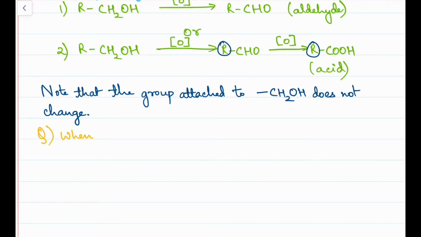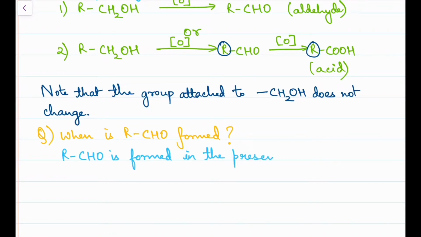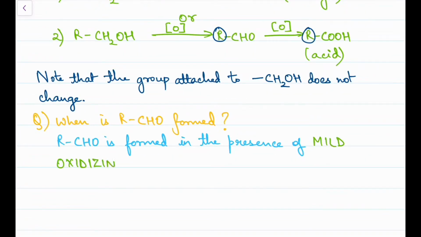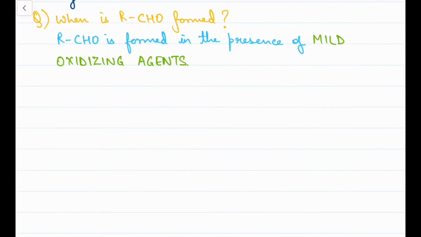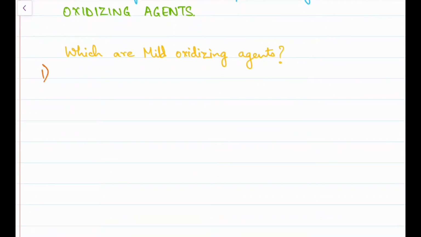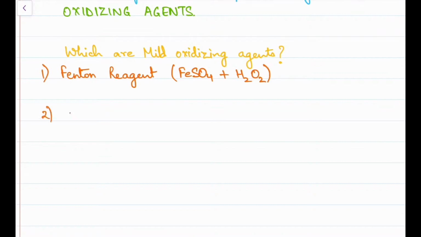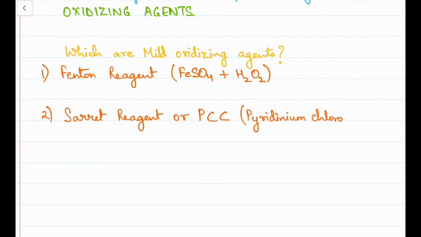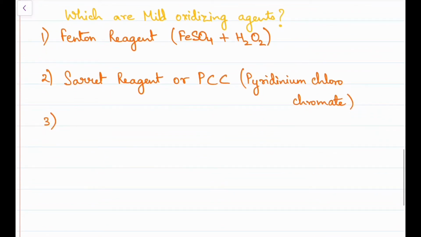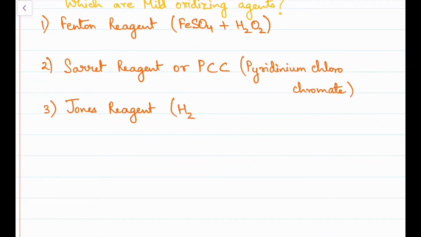So now the major question of when is aldehyde formed? Primary alcohol oxidizes to an aldehyde in the presence of a mild oxidizing agent. Very simple. So I'll give you the names of the most popular mild oxidizing agents which are usually asked in exams. Number 1 is Fenton reagent, which is FeSO4 and H2O2. Then Saritz reagent or PCC, which is pyridinium chlorochromate. Jones reagent, H2CrO4 and acetone.